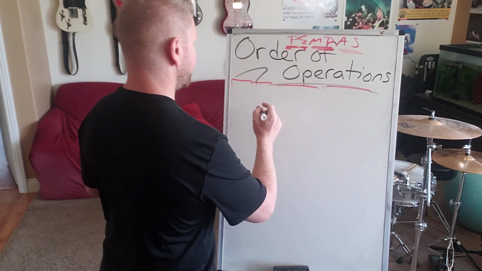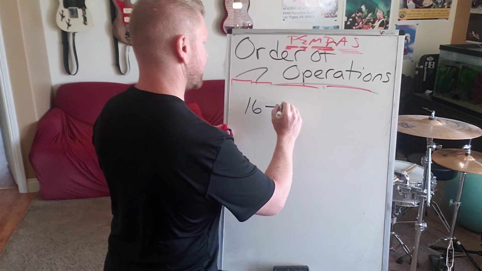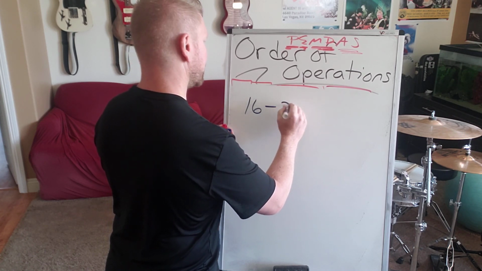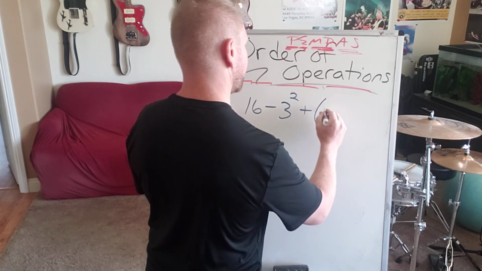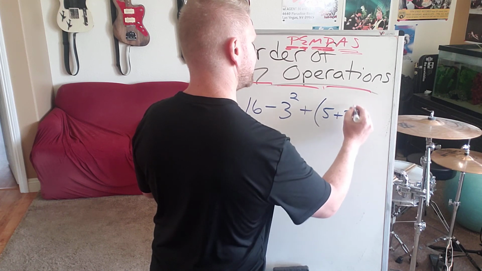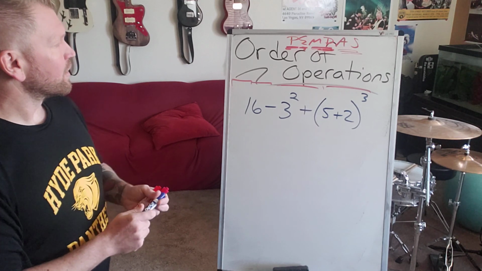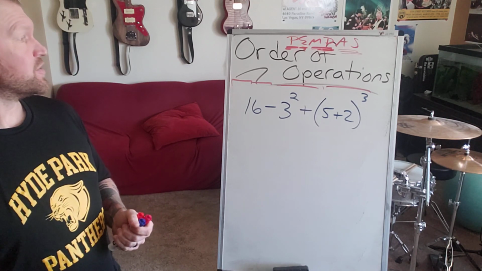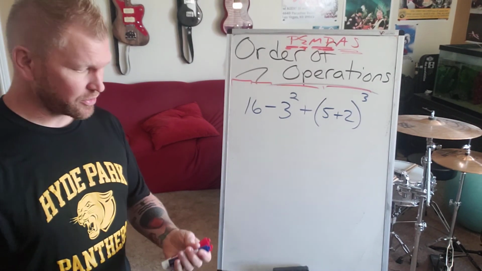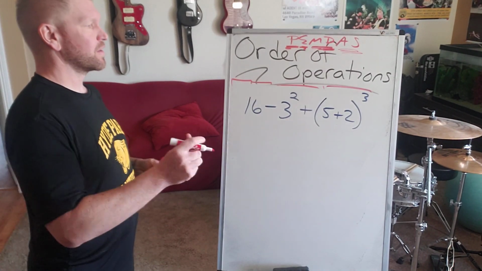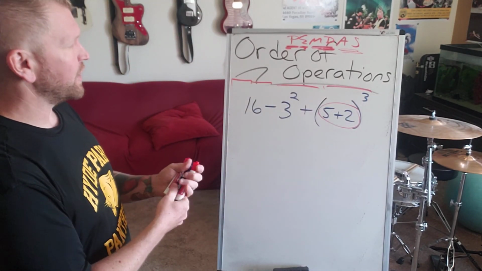All right, let's have 16 minus 3 squared plus 5 plus 2 to the third power. All right, we've got 16 minus 3 to the second power plus 5 plus 2 to the third power. What should we do first in the order of operations? Parentheses. Okay, what does that equal? 5 plus 2, that's simple, that's 7.